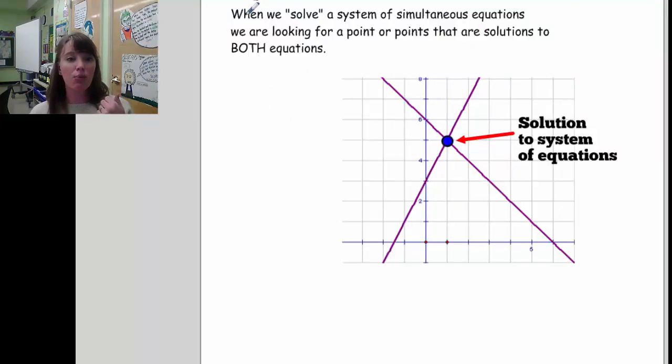Okay, so when we say we solve, if we have a system, sometimes they're called a system of simultaneous equations. When we solve a system like this, we are looking for a point or points that are solutions to both equations. And what that looks like is a point where both of the lines intersect. We're going to have other methods of solving systems of equations, but this is the geometric method or the graphing method that we're going to use to solve.